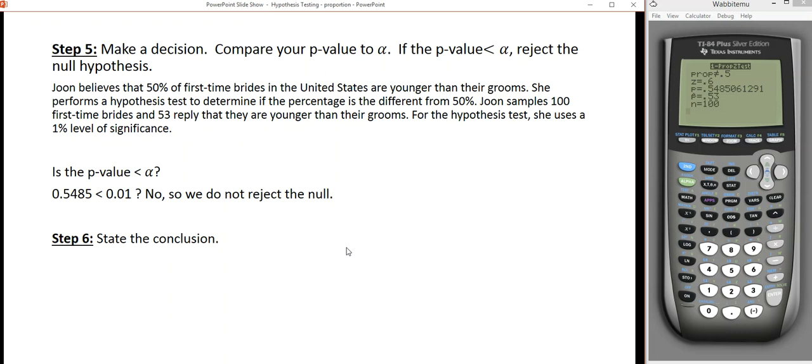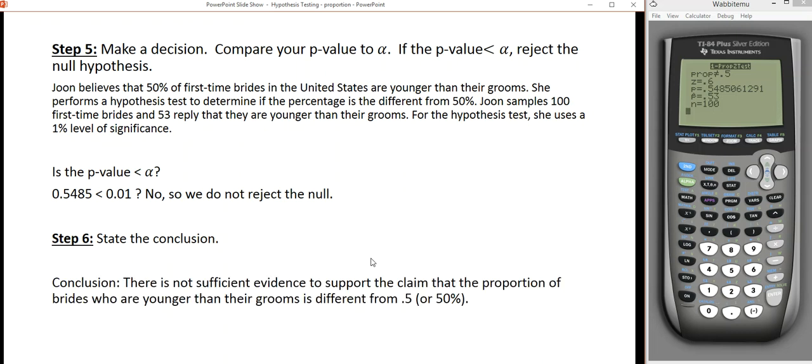That will help us make the conclusion here. So if we do not reject the null, that means that we do not have sufficient evidence to support the claim that the proportion of brides who are younger than their grooms is different from 0.5. Or you could also say percentage instead of proportion, and then use that 50%.